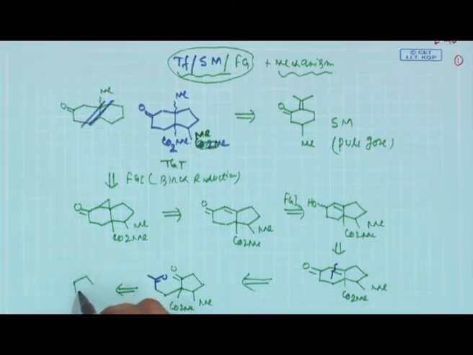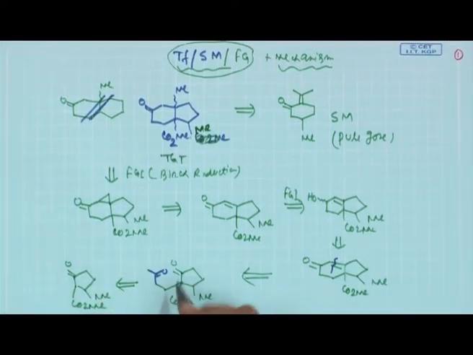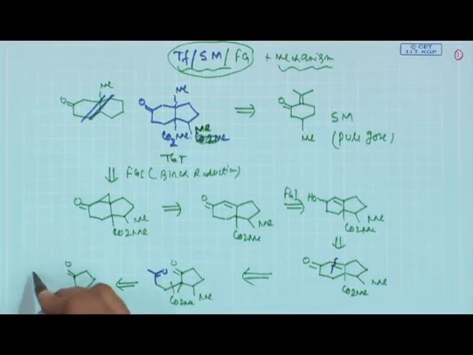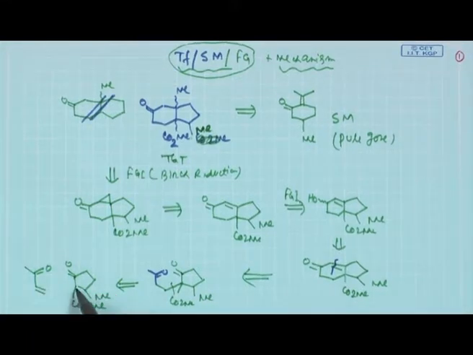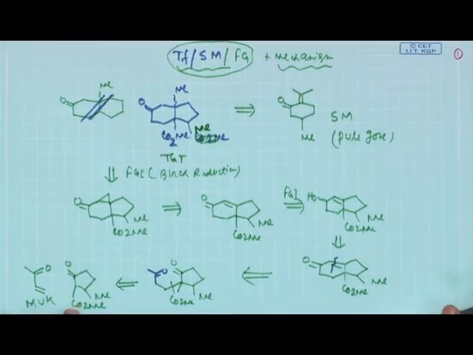Now, do the next round of retro, and we are saying that we will be disconnecting here to basically give you methyl vinyl ketone. So, methyl vinyl ketone is commercially available. Now, you need to make this particular starting material, which was here, through this compound.